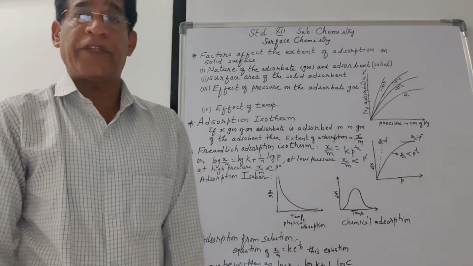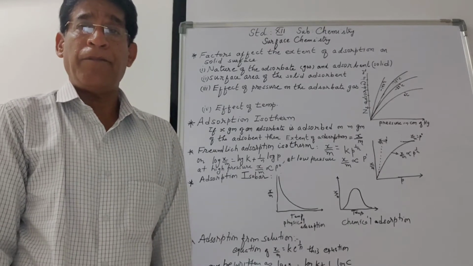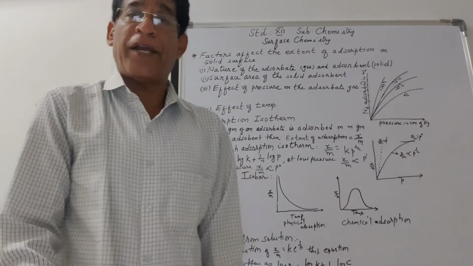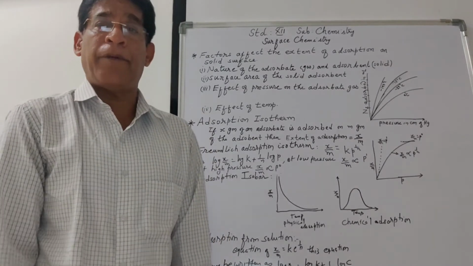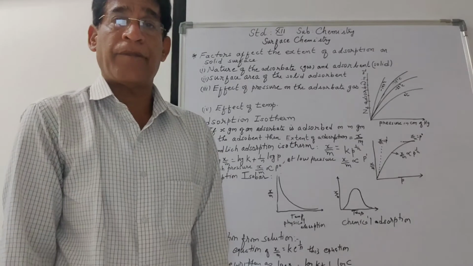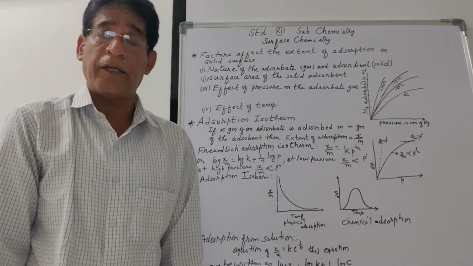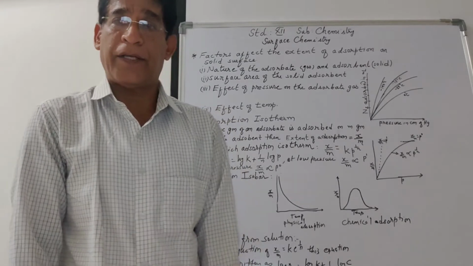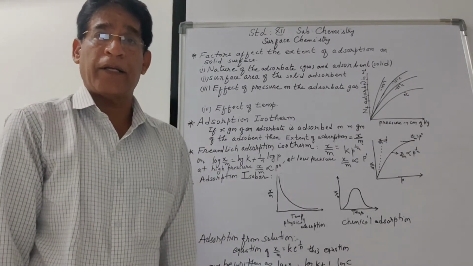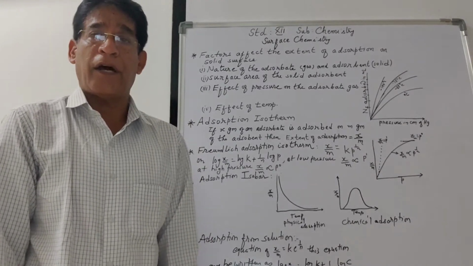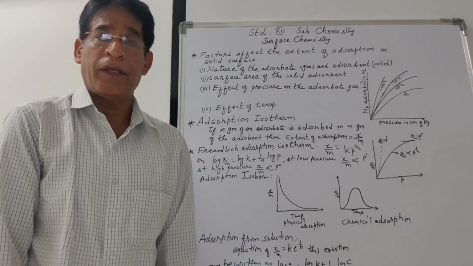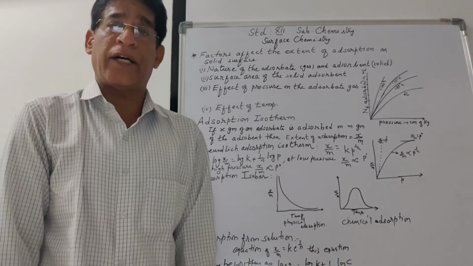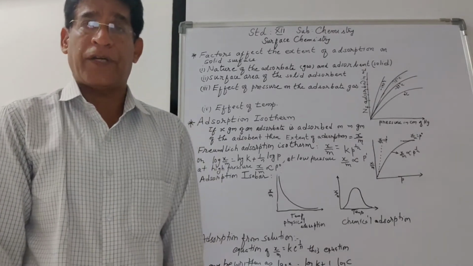Here, x is the weight of the gas adsorbed by m gram of the adsorbent at pressure P, and x/m represents the amount of the gas adsorbed by the adsorbent per gram. k and n are constants at a particular temperature and for a particular adsorbent and adsorbate. n is always greater than 1, indicating that the amount of the gas adsorbed does not increase as rapidly as the pressure.